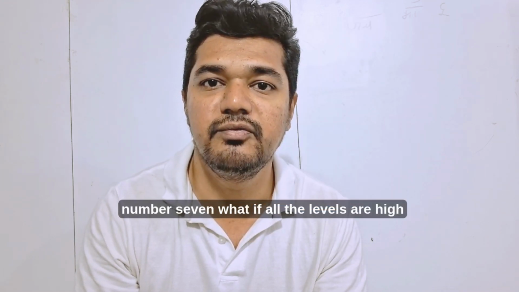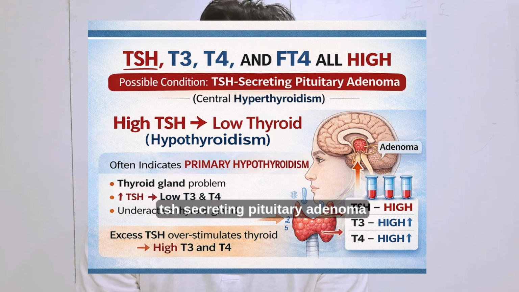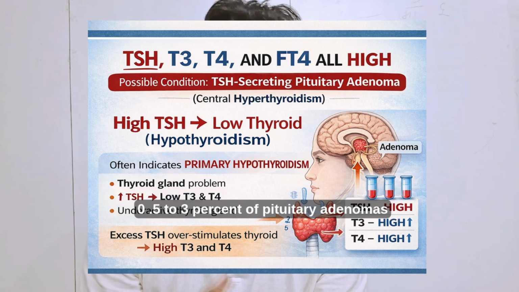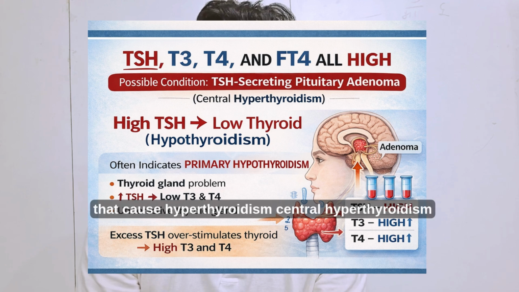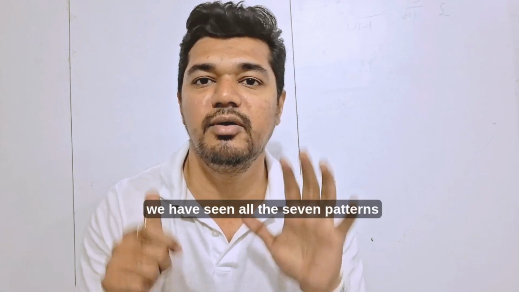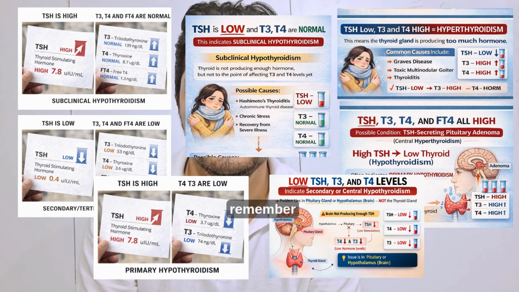Pattern number 7. What if all the levels are high? The possible condition could be a TSH-secreting pituitary adenoma. These are rare, usually benign tumors, 0.5 to 3% of pituitary adenomas, that cause central hyperthyroidism by secreting excessive TSH. Now we have seen all the 7 patterns which could be commonly seen in patients.